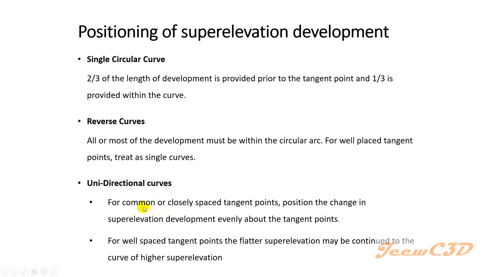So for unidirectional curves, you have to place the super elevation in such a way that for closely spaced tangent points, you position the super elevation change evenly about the tangent points, or for well-spaced tangent points, you use the flatter super elevation until the curve of higher super elevation. I will be teaching this super elevation development in a much better way within the Civil 3D class. So we will be looking at it in more detail inside that lecture.